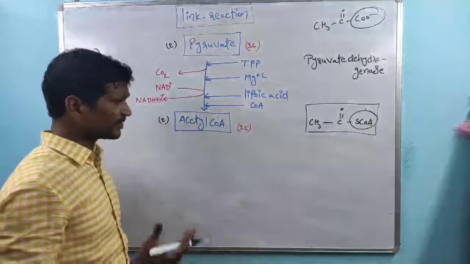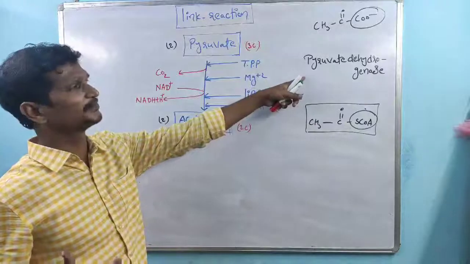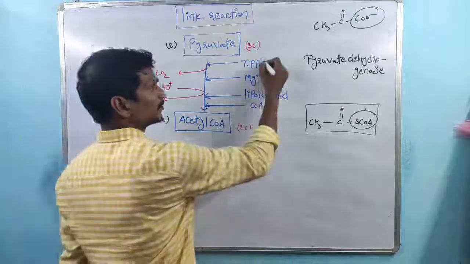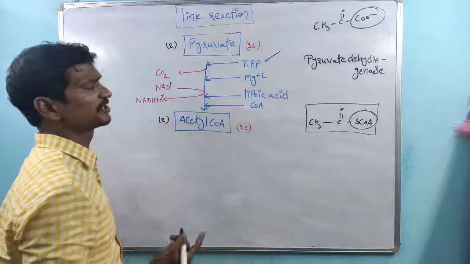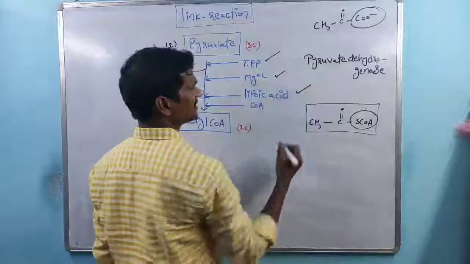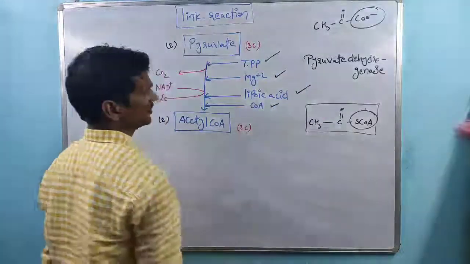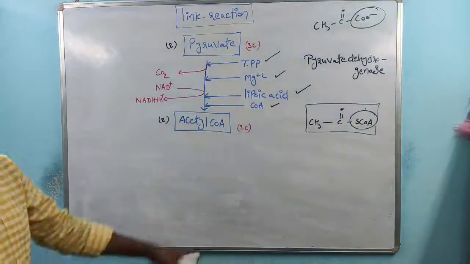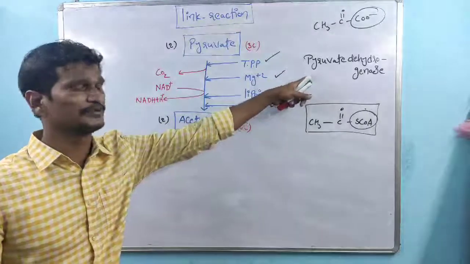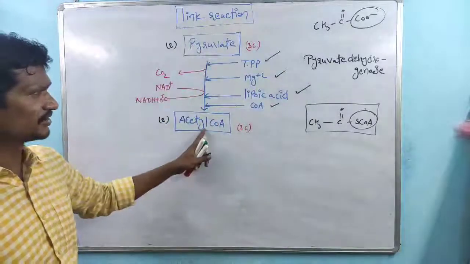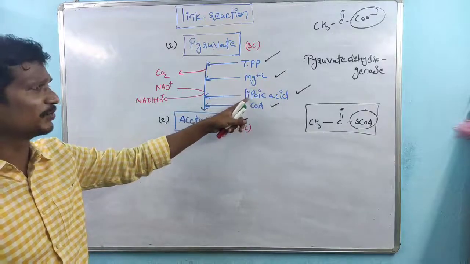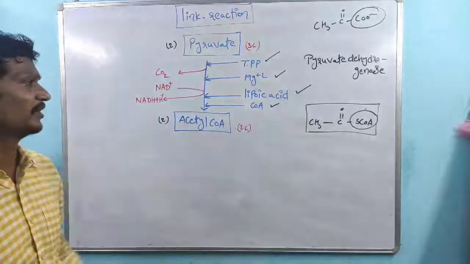Okay. Here pyruvate dehydrogenase is the key enzyme. This is a multi-subunit enzyme. That enzyme requires thiamine pyrophosphate, right? One of the vitamin substances is required, and magnesium ions are required, and lipoic acid is required, and coenzyme A is required. So these are the requirements for the pyruvate dehydrogenase enzyme, right? So the pyruvate is converted into acetyl CoA.